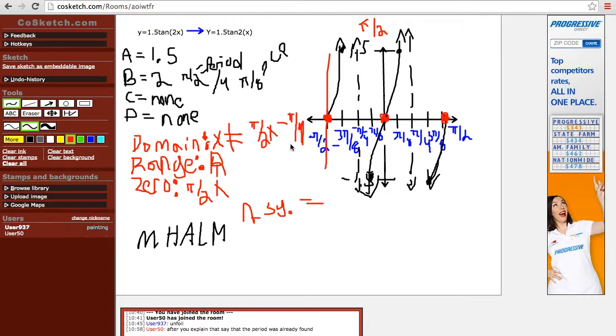You can check this again. 0 times pi over 2 is 0. Pi over 2 times 1 is pi over 2. Negative 1 times pi over 2 is negative pi over 2. That's where it hits the x-axis. The next step is to find the asymptote, which we already did when we found the domain, which is the pi over 2x minus pi over 4. So that's the asymptote.